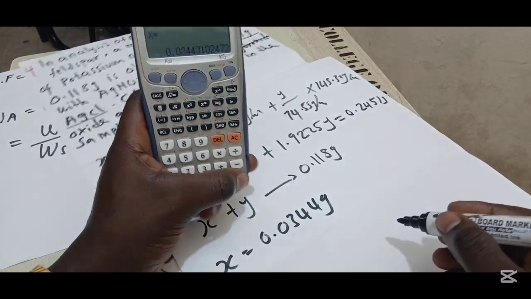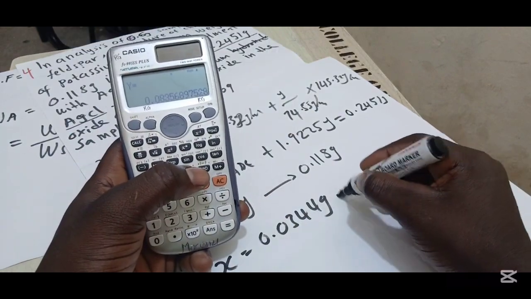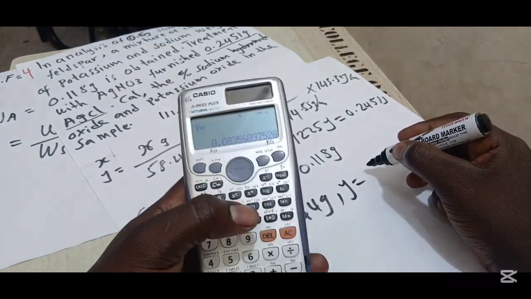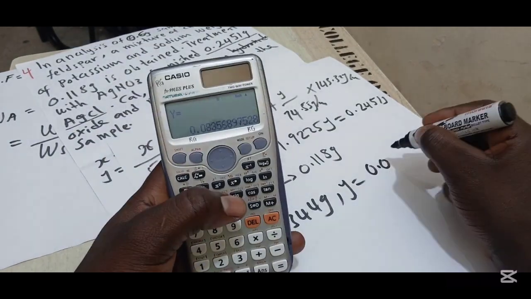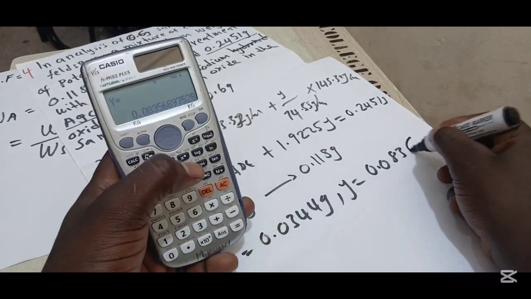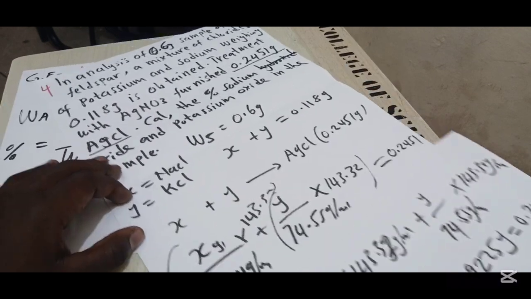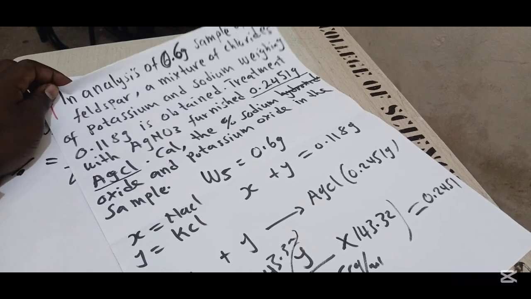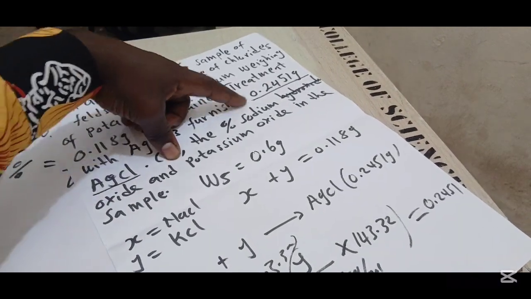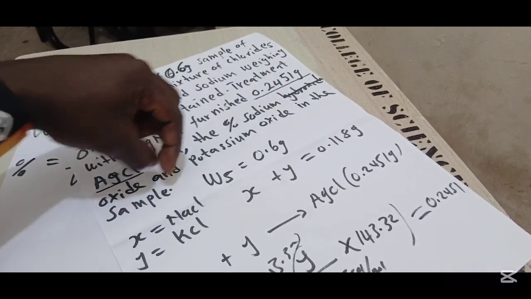0.0344 grams, and pressing equal to, again, gives out the value for y, which is 0.0836 grams. So now let's look at the question again. What are we even to calculate here? We should calculate the percentage sodium oxide and potassium oxide in the sample.